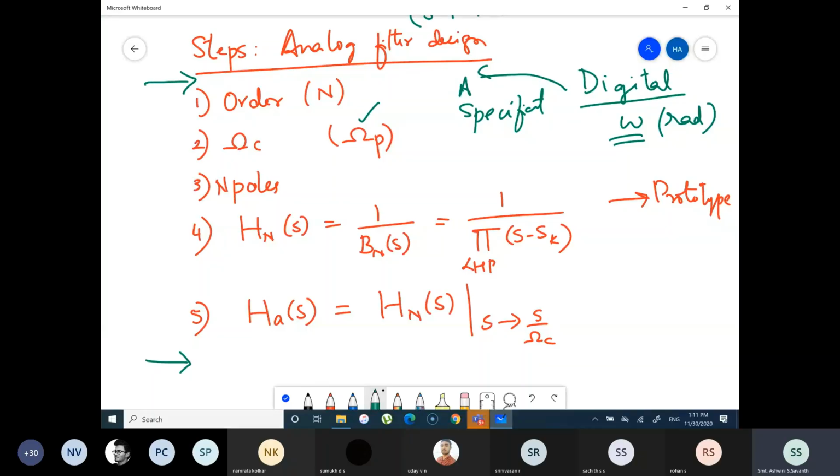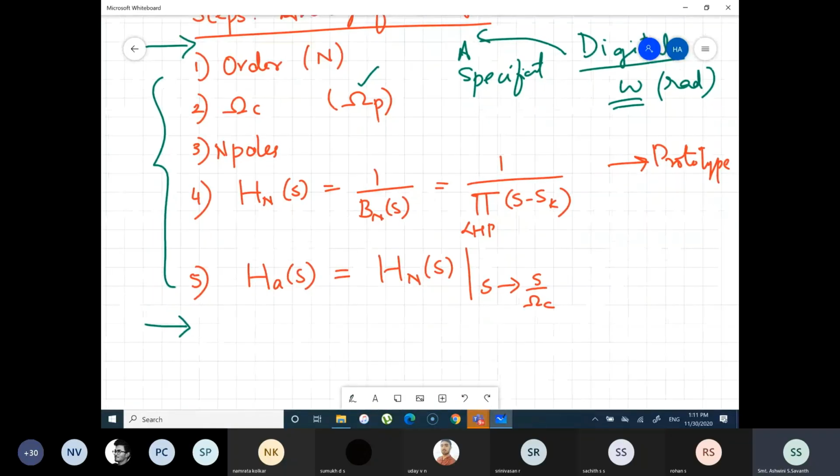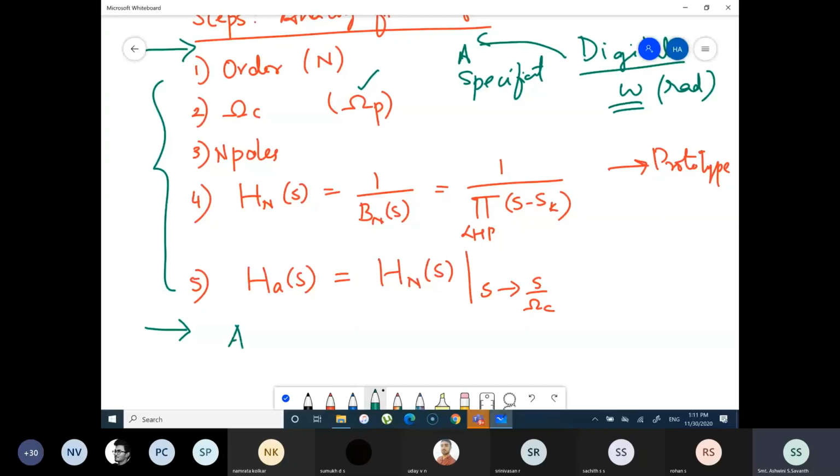So the digital filter specifications will be given to you. That needs to be converted to the analog filter specifications first. Then all these steps have to be followed to design the analog filter, and then you have to apply the analog to digital transformation to obtain the digital filter. So now what we have to learn is how this analog to digital transformation is done, or what are all the different kinds of transformations to convert an analog filter to a digital filter.